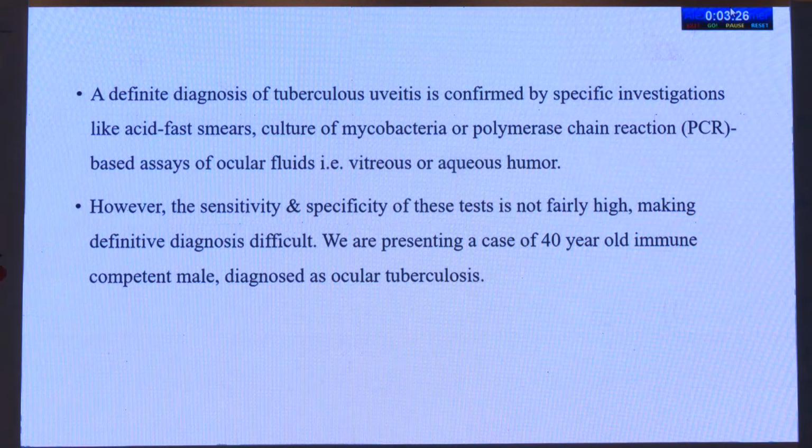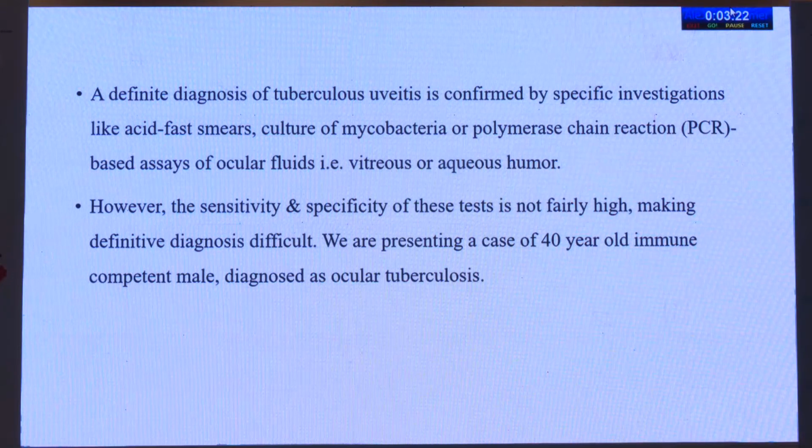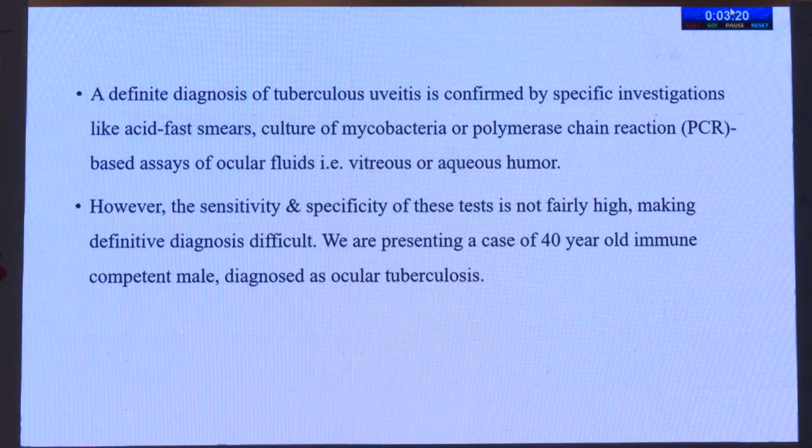A definitive diagnosis of tuberculous uveitis is confirmed by specific investigations like acid fast smears, culture of mycobacteria, or PCR-based assays of ocular fluids, that is the vitreous and the aqueous humor. However, the sensitivity and specificity of these tests are not fairly high, making definitive diagnosis difficult. I am presenting a case of a 40-year-old immunocompetent male who was diagnosed with ocular tuberculosis.